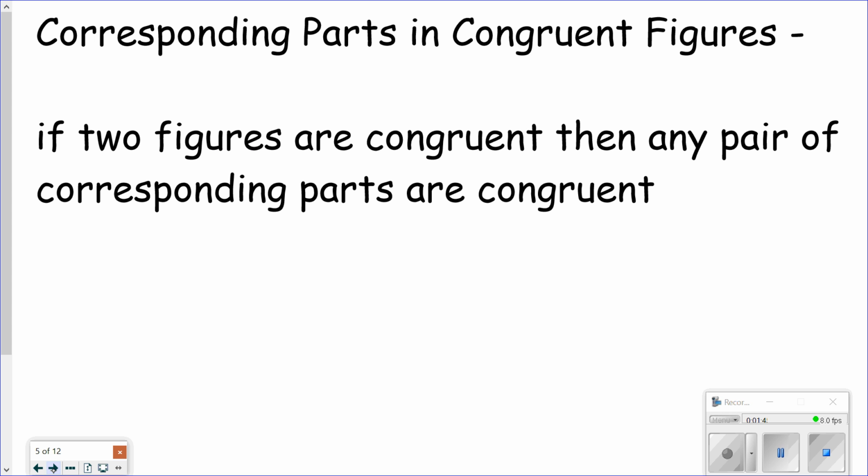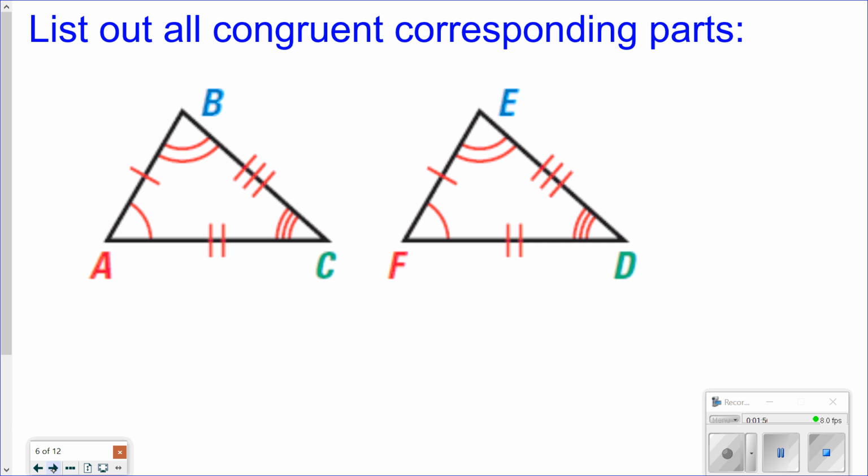Corresponding parts in congruent figures. If two figures are congruent, then any pair of corresponding parts are congruent. So we have two congruent triangles here, triangle ABC and triangle FED. So let's list out all the corresponding parts. Let's start with the angles.